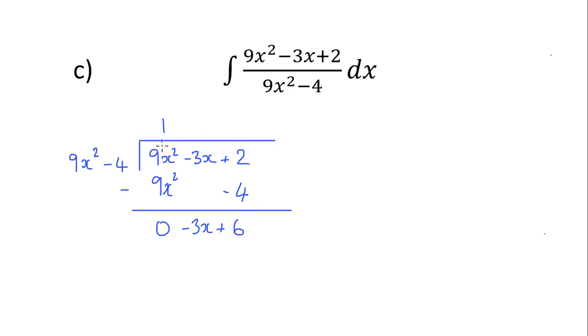So that's finished now, that's done. We finished the division because this power is now bigger than this power here. So that tells us that the quotient is the number on the top here, 1, and the remainder is negative 3x plus 6.